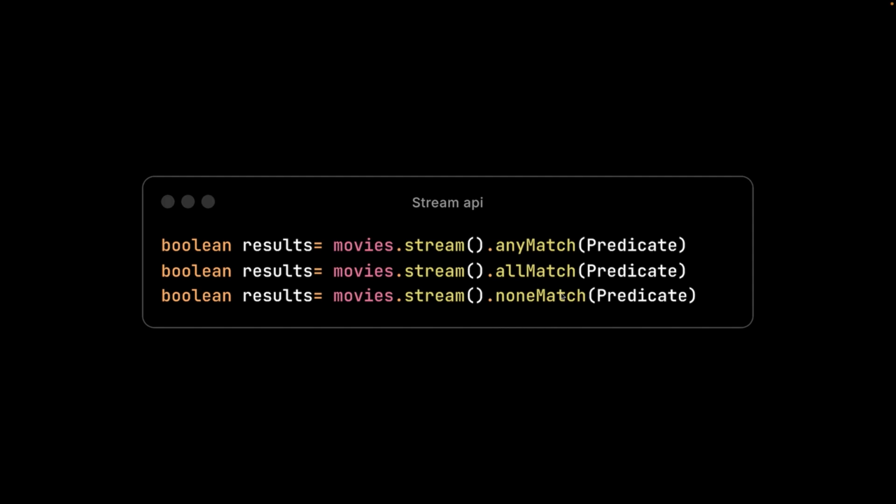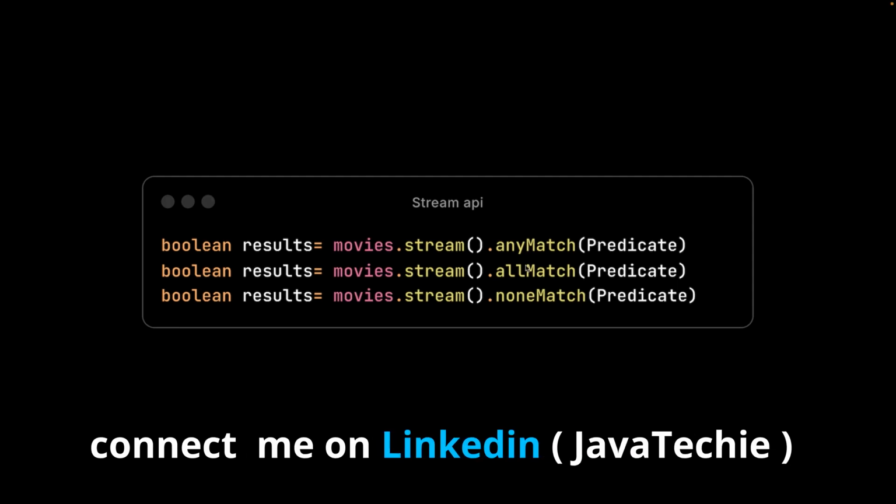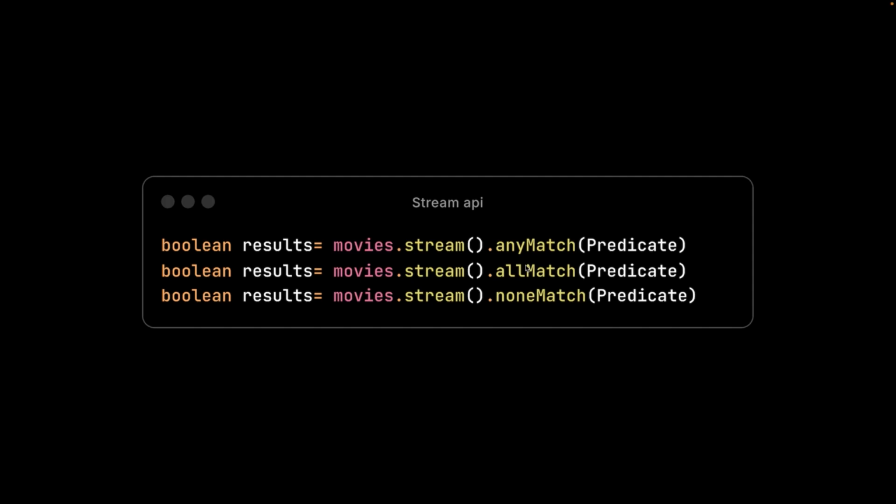Each of these three methods takes a predicate as input, which is nothing but a Boolean expression. anyMatch will return true if at least one element matches the condition. allMatch will evaluate all the elements, and if all elements match the condition, it will return true. noneMatch returns true if no elements match the condition. So you can use these methods for any conditional check.